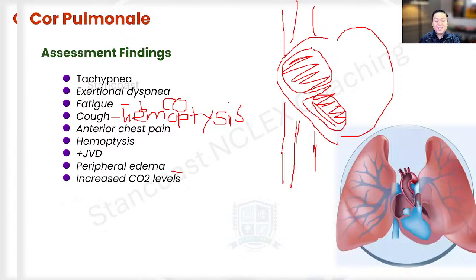Also, there will be increasing carbon dioxide levels. And again, it's because of the impairment in the exchange of gases. This will now cause a buildup of the CO2 in the bloodstream, and you can see this in the ABG results. Now, because of that hypoxemia, there's also going to be cyanosis, which is evidently going to be seen through blue tinge coloration of the patient's skin.